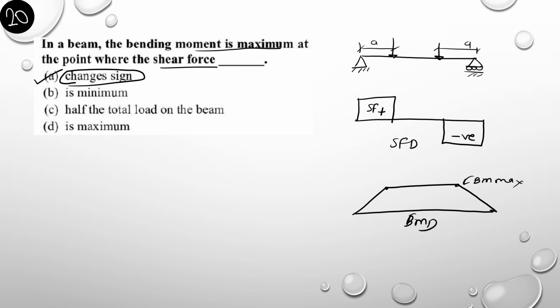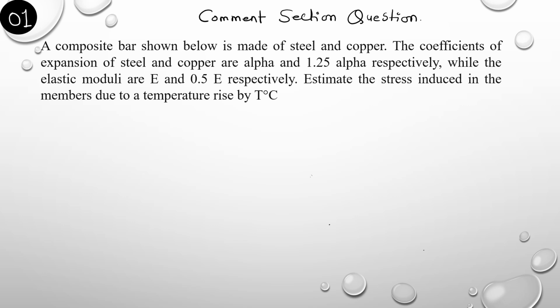Then next question. This question is from the comment section: a composite bar shown below is made of steel and copper. The coefficients of expansion of steel and copper are alpha and 1.25 alpha respectively, while the elastic moduli are E and 0.5 E respectively. Estimate the stresses induced in the member due to a temperature rise by T degree Celsius. Here the temperature rise is mentioned. So this is the steel bar and this is copper. This is the composite bar of steel and copper.